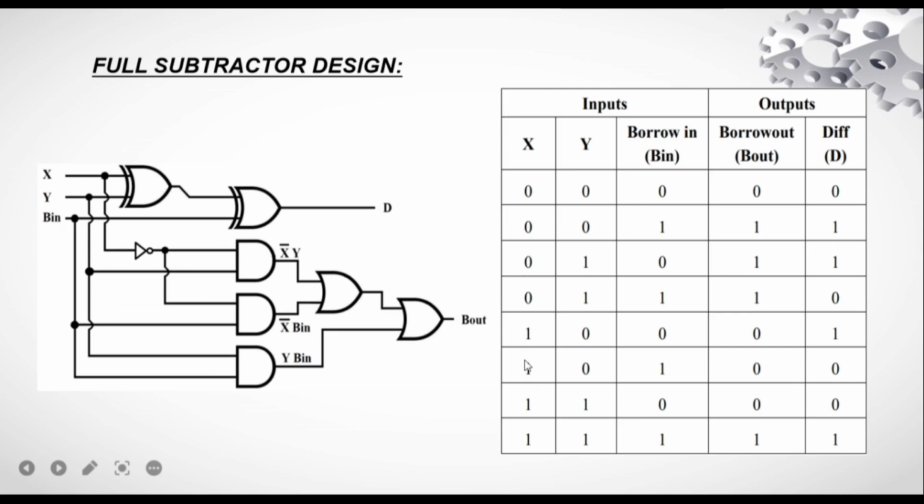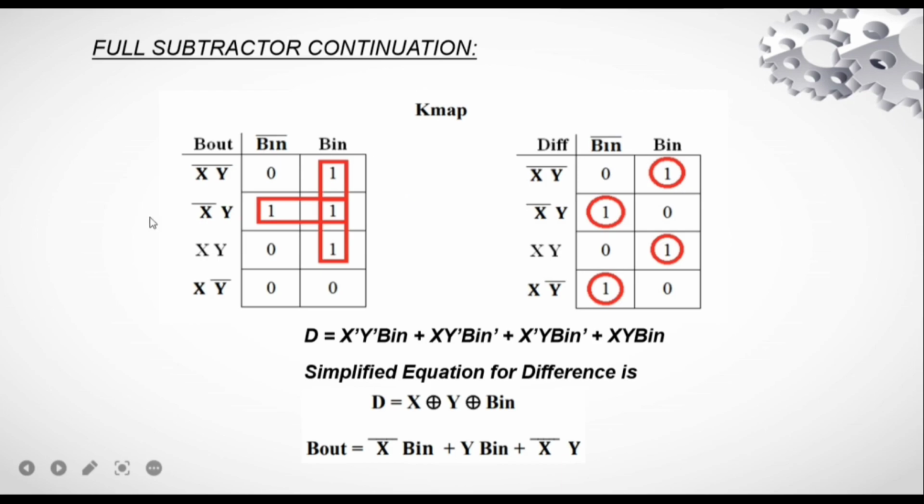So here we have X is 1 and borrow in is also 1. So if that's the condition, then borrow out will be 0 and the difference will also be 0. Here's the visual representation of that.